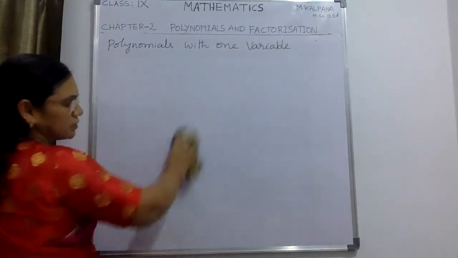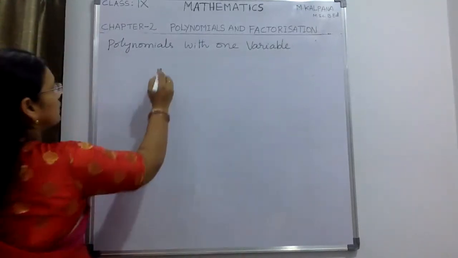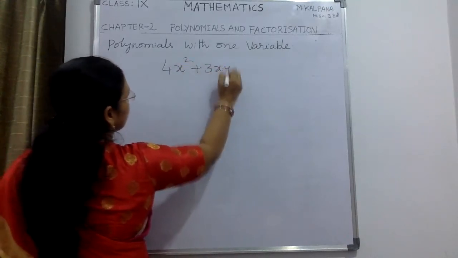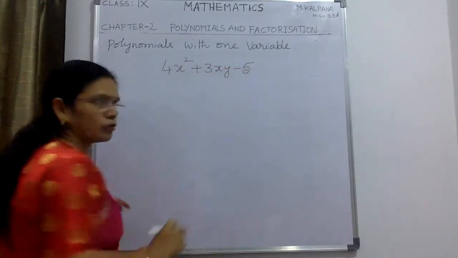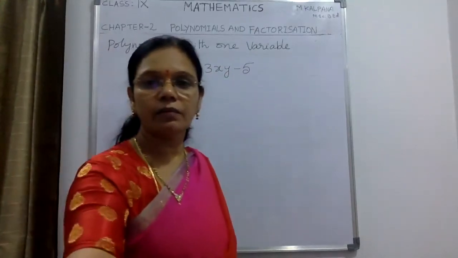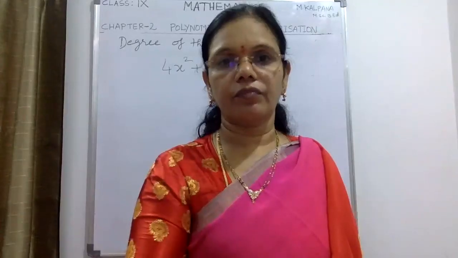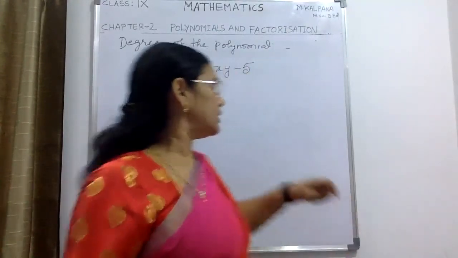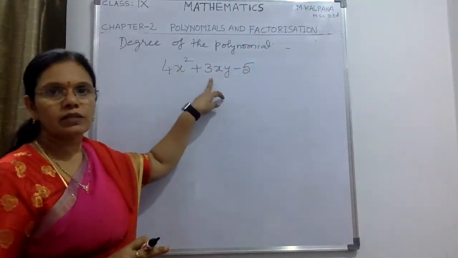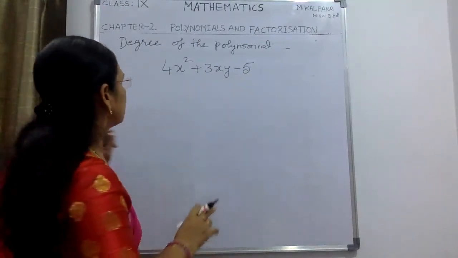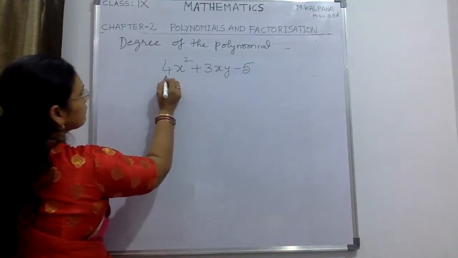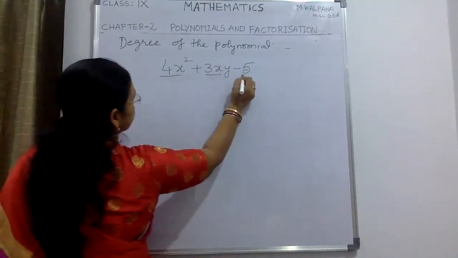Suppose there is an expression like this: 4x square plus 3xy minus 5. Okay, children, let us discuss the degree of the polynomial. Let us take this expression, 4x square plus 3xy minus 5. Before finding the degree of the complete polynomial, let us find the degree of the individual terms first.